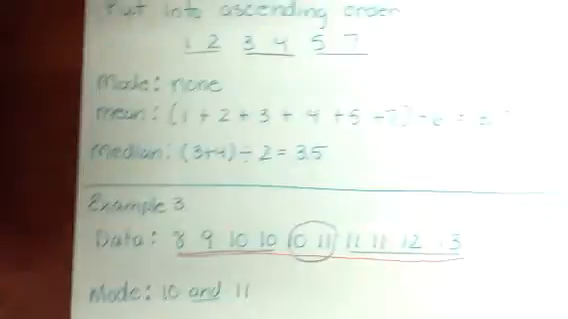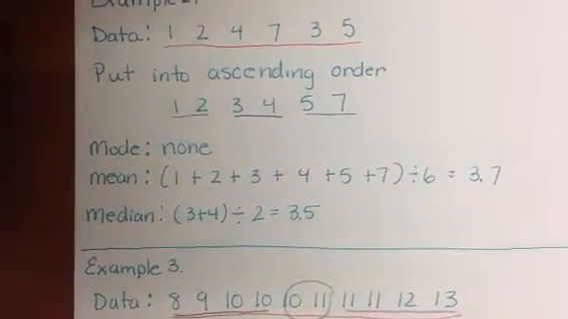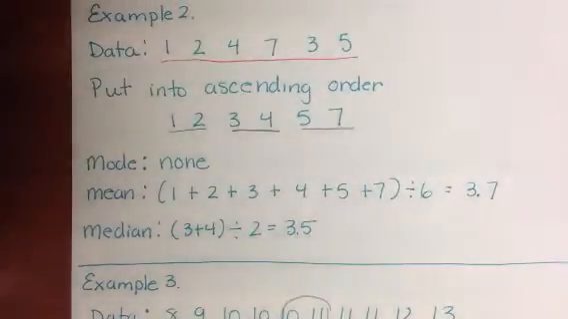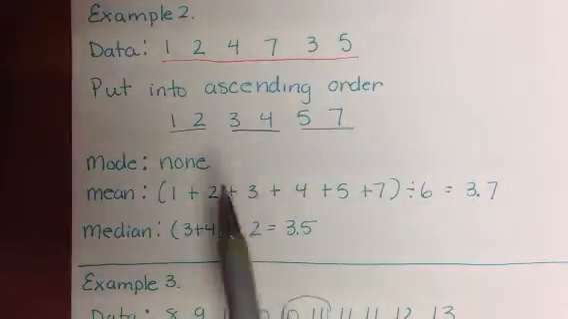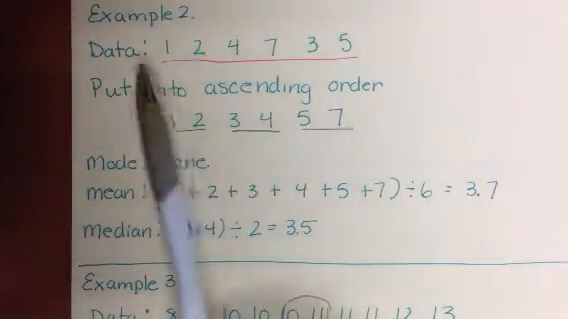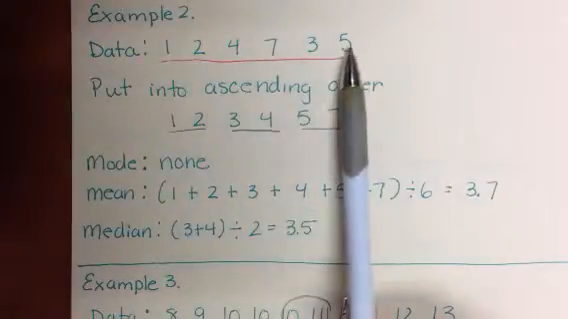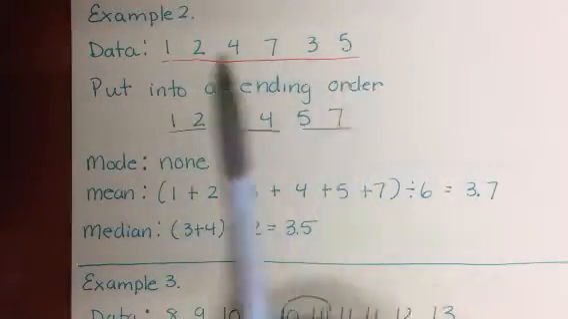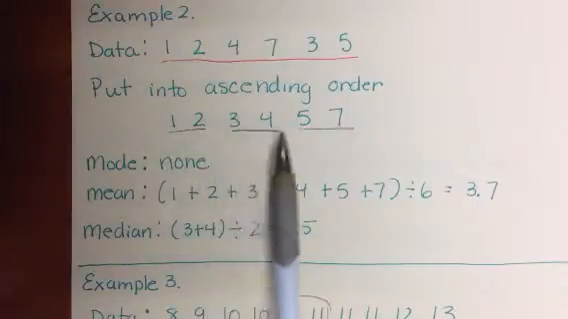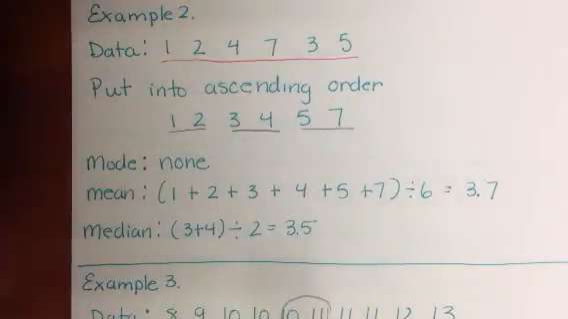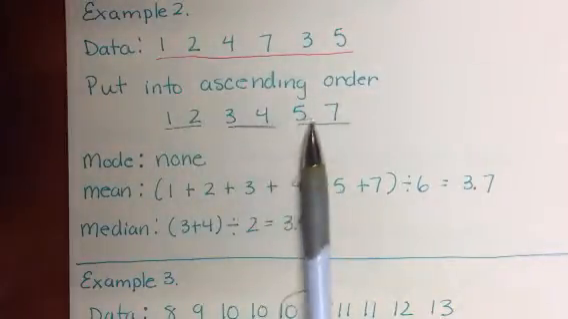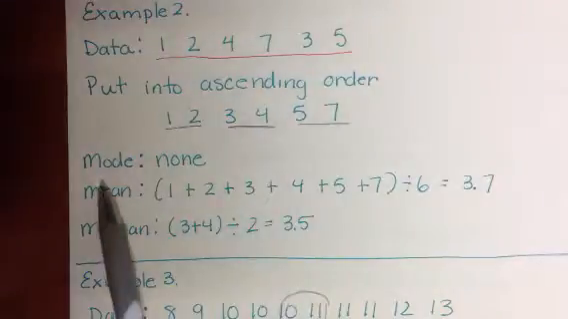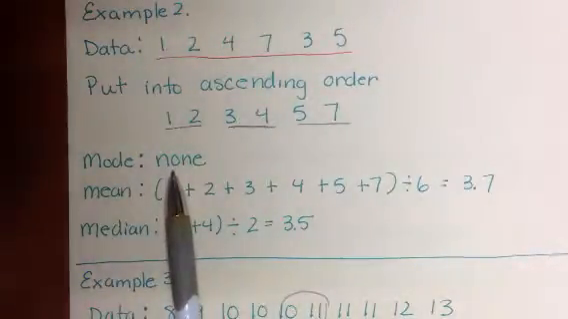Now the second example. Okay, this one's really quick. I'm not going to show you how to put this one in ascending order since I already showed you that. And I think this one's really quick to just do by hand. If I put this in order, I just have to pull the 3 and the 5 over here. I got 1, 2, 3, 4, 5, 7 when I put it in order. If you noticed, all of the values occur only one time. So this is a special case where we have no mode.